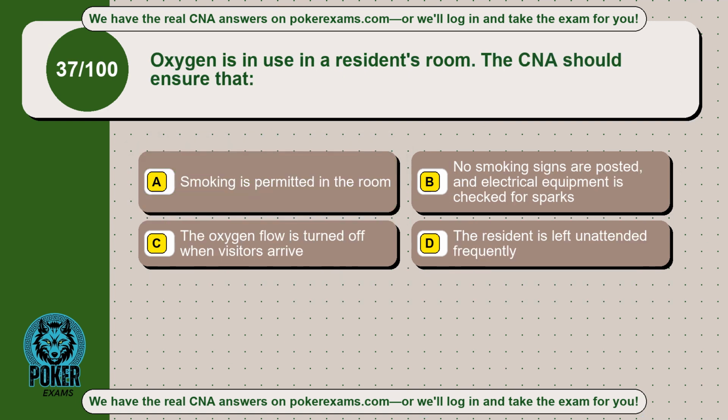Question 37. Oxygen is in use in a resident's room. The CNA should ensure that: Option A. Smoking is permitted in the room. Option B. No smoking signs are posted, and electrical equipment is checked for sparks. Option C. The oxygen flow is turned off when visitors arrive. Option D. The resident is left unattended frequently.